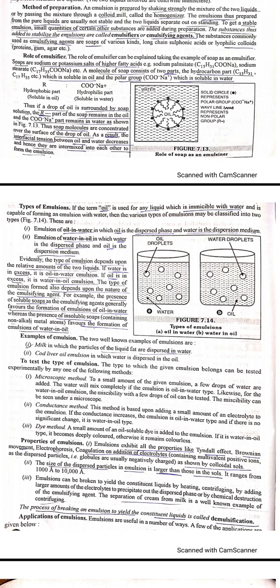Examples of emulsions. The two well-known examples of emulsions are: first one is milk, in which the particles of liquid fat are dispersed in water, and second one is cod liver oil emulsion, in which water is dispersed in the oil. To test the type to which the given emulsion belongs, it can be tested experimentally by any one of the following methods. First one is microscopic method, second one is conductance method, and third one is dye method.